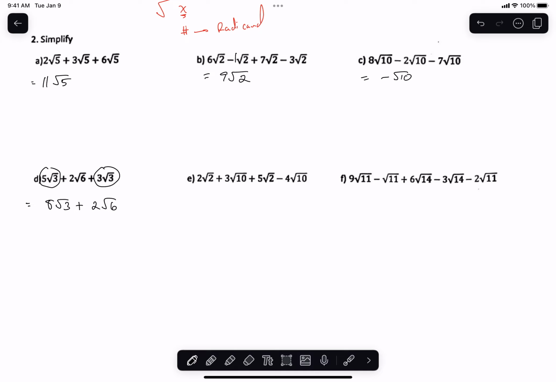plus 5 root 2 minus 4 root 10. I suppose here what you could do is rewrite this. I don't know if you need to or not. This is totally up to you. What I will do is rewrite this as if I was collecting like terms, like x squared plus x's or whatever. I was going to just collect all the like terms and then actually add them together.